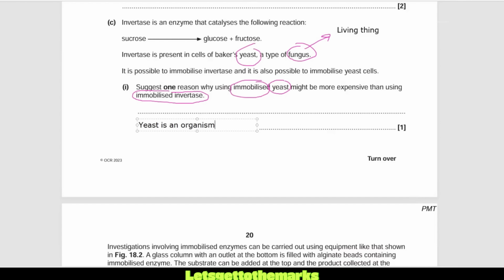Yeast is an organism, therefore needs metabolites to stay alive and function. So you don't need to supply your enzyme with glucose and oxygen for respiration and amino acids for growth and repair, but your yeast you are going to need to supply with metabolites to keep it alive, and that's going to mean it's more expensive and probably slightly more difficult to use yeast instead of an immobilized enzyme.